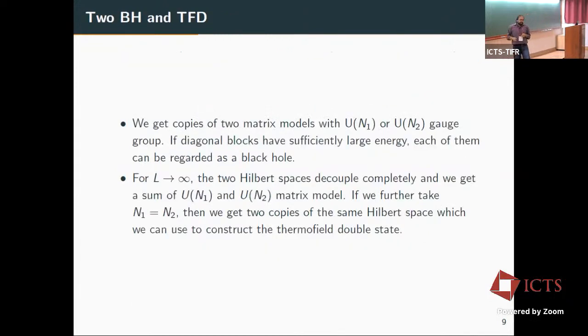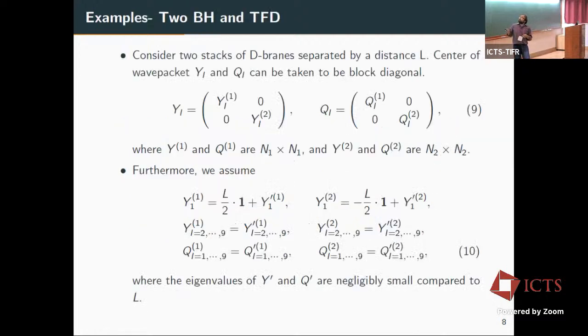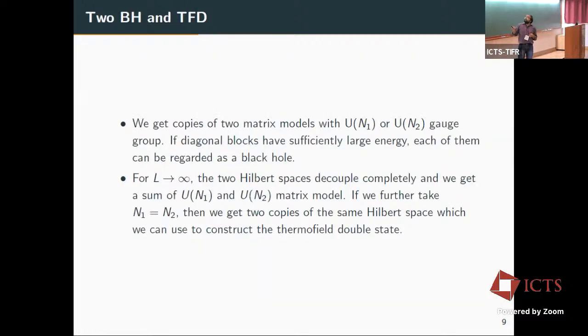Now, this effectively describes two matrix models, one with gauge group U(N1) and another with gauge group U(N2). The off-diagonal excitations in the fields correspond to interactions between these two matrix models. And if the diagonal blocks have sufficient energy, then these two stacks of D0 branes can be thought of as black holes, and this system will describe a two black hole system.